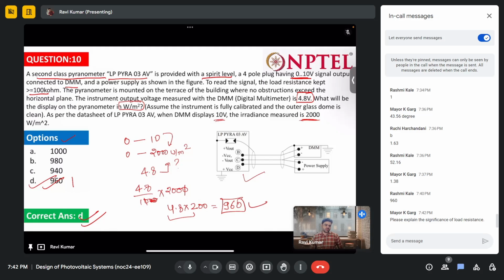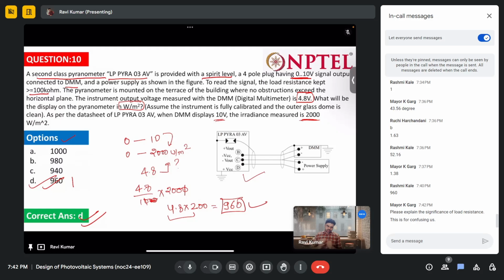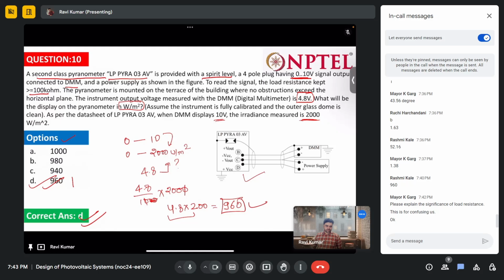See, there is nothing to be considered regarding the load resistance and all. Just understand, the pyranometer full scale is 0 to 10 volt, and the maximum irradiance it can display is 0 to 2000. This is for confusing all. In this question, nothing is needed, this load resistance and all.